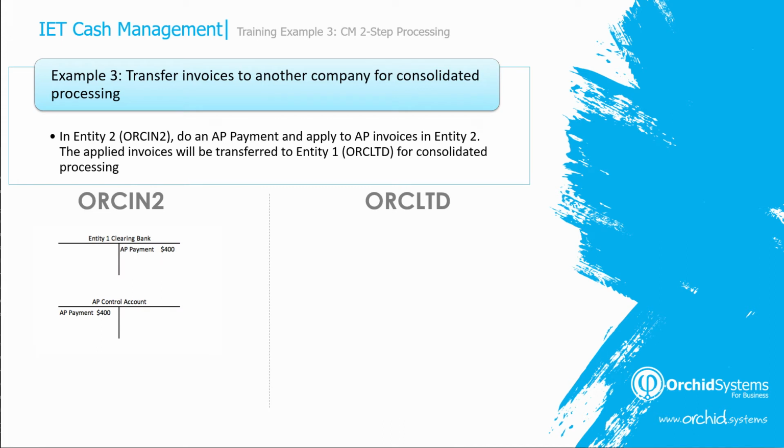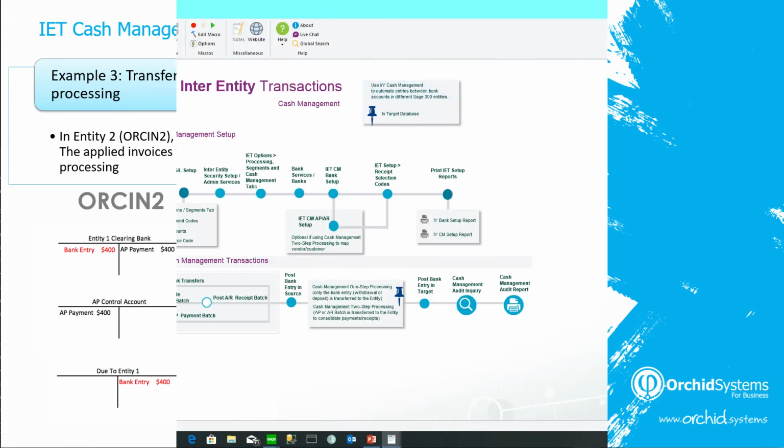So in Orchid 2, when we first do the AP payment and apply it to the invoices, we're going to get a debit to the AP control account and a credit to the clearing account for the bank account in Entity 1. And when that payment is posted, inter-entity transactions will do a bank entry to clear out the clearing bank account and to credit the due to Entity 1 in Entity 2's books. And at the same time, cash management will transfer the AP invoices to Orc Limited for posting. And the expense account on the AP invoices will be the loan account with Entity 2.